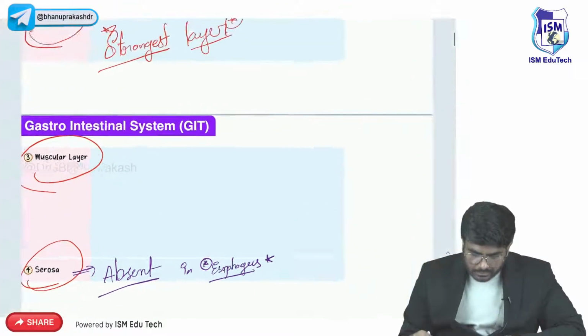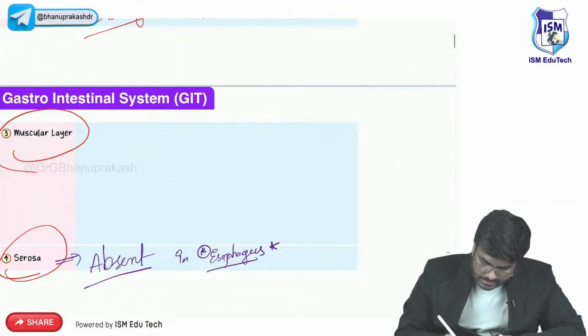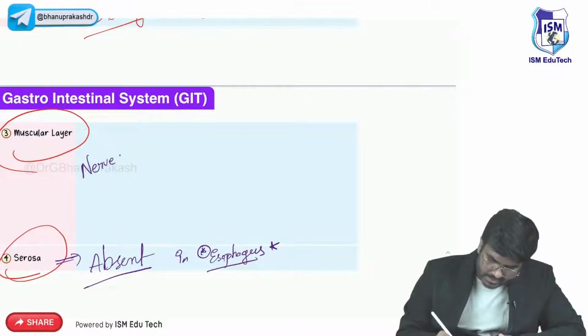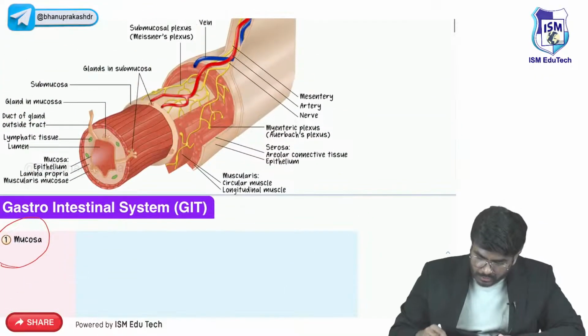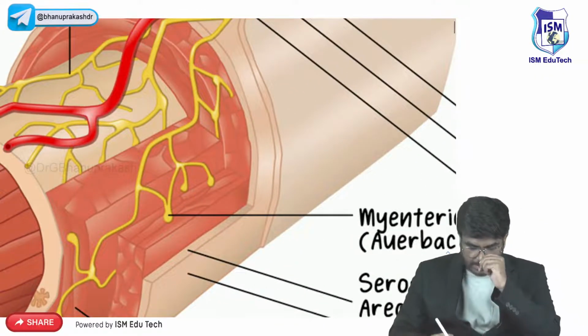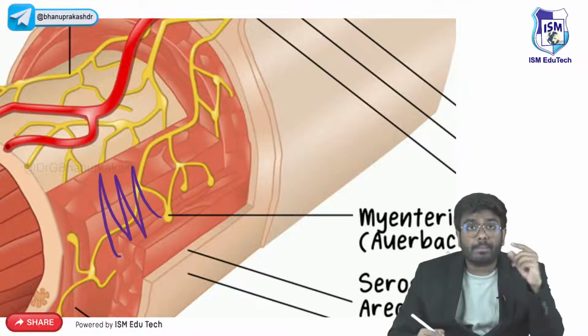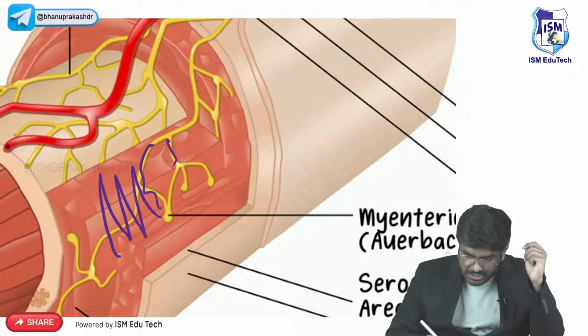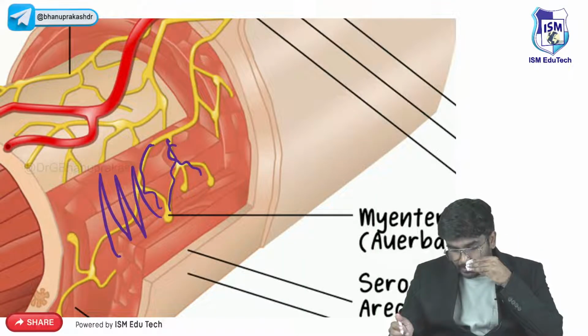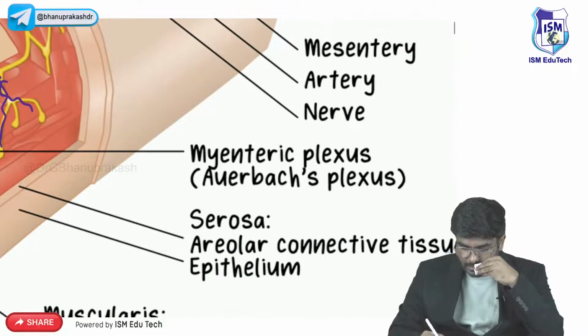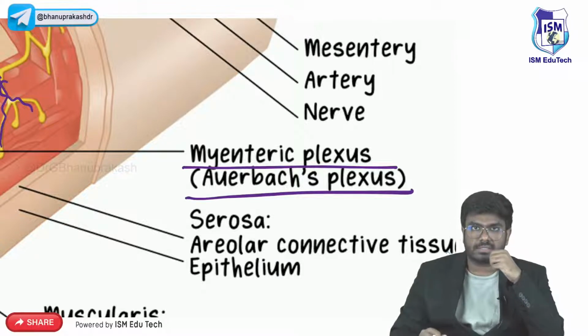Done, sir. Now, in the muscular layer, there is a nerve plexus present. Okay, if you want me to show, see these are the muscles, right? Now, in this muscular layer, are you able to appreciate all these nerves? Nerves are there, right? So, what is this nerve plexus called? Here you can see, it's called the myenteric plexus or the Auerbach plexus.